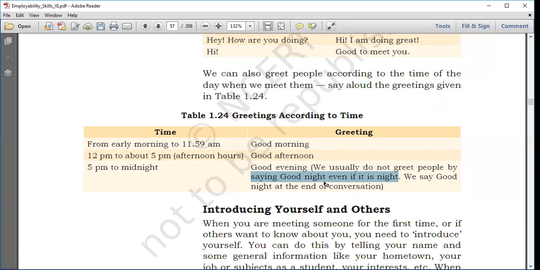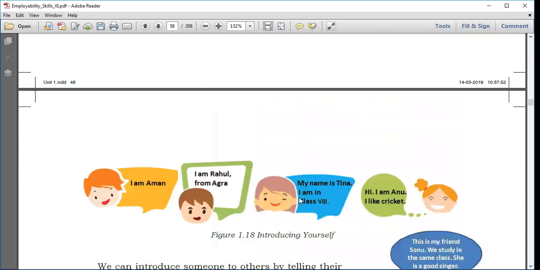तो अगर आप रात को भी किसी को मैसेज कर रहे हो या ग्रीट कर रहे हो, so you should not say good night. You should not start with the word good night. You can end it with good night, right? The end of the conversation can be with good night, or you can use good evening to start, right?